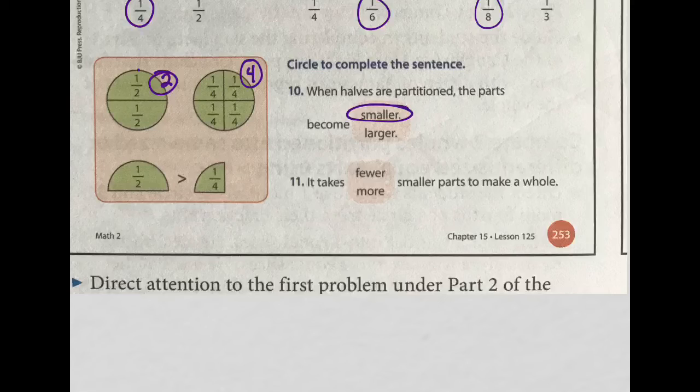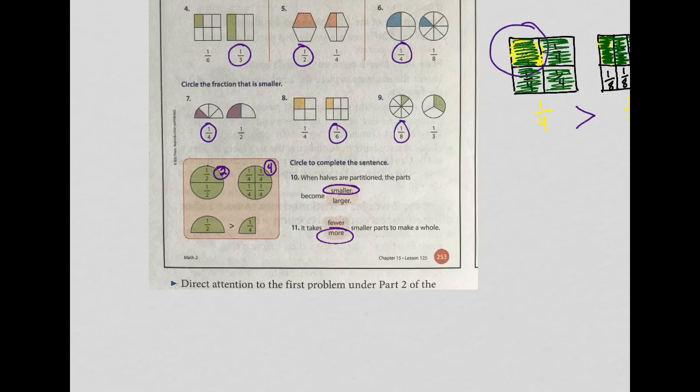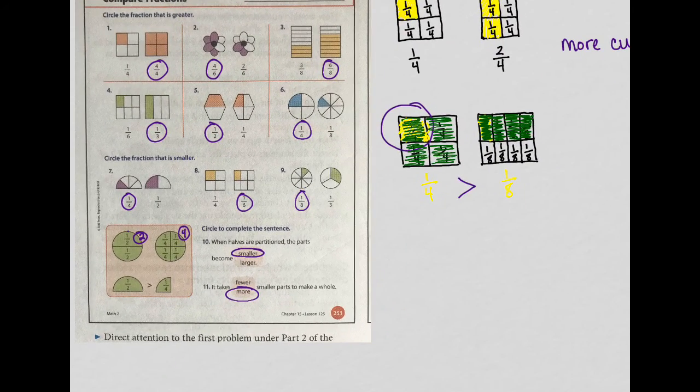11 says it takes fewer or more smaller parts to make a whole when you partition it again and again. If you said more, you are correct. All right, so that's the big lesson today, you guys. Is the more cuts there are, the smaller the pieces.